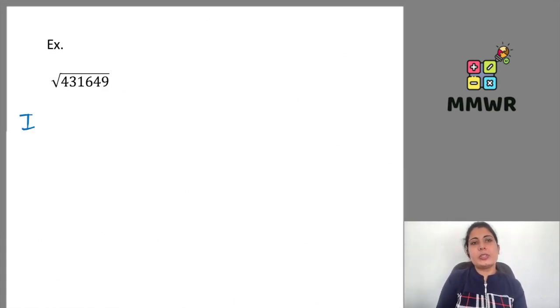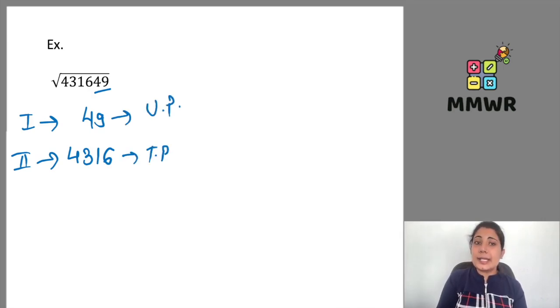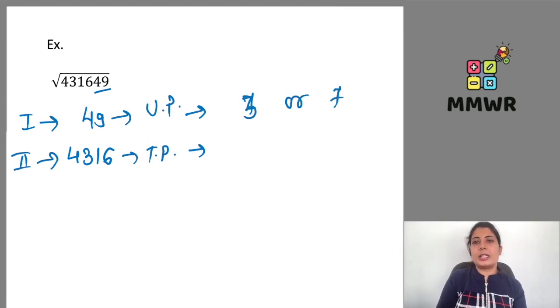One more example we have here, which is a 6-digit number. For a 6-digit number, the process will be exactly the same. We'll have the last 2 digits in the first group, 49, and the second group will be the rest of the digits, which is 4,316. So this gives us the unit place, and this gives us the tens place. Now we are habitual enough that quickly I'm able to make the groups. 9 means 3 or 7. Just now we have done this in the previous example. 3 square gives us 9 at the unit place. 7 square gives us 49, that means 9 at the unit place again.